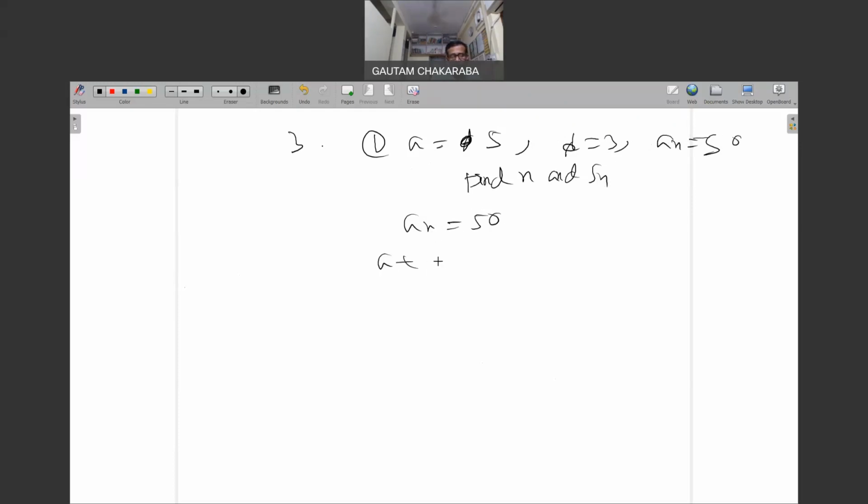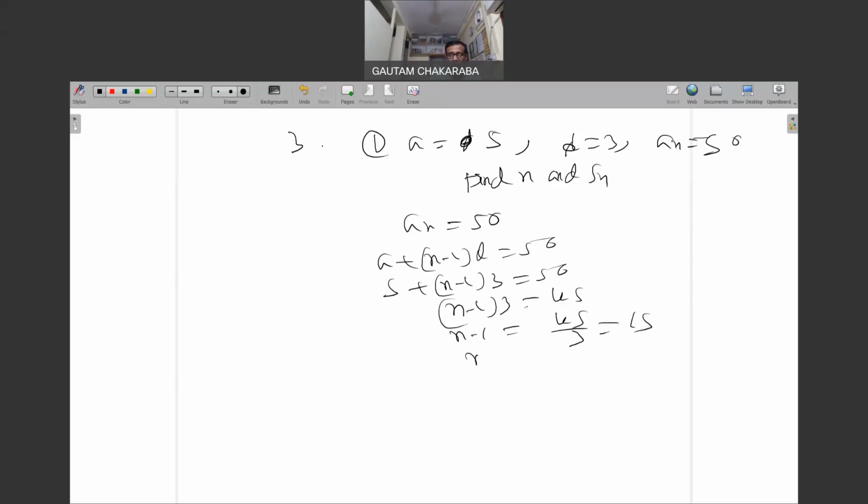We know the identity of the nth term: A plus N minus 1 into D is equal to 50. Put the value of A and put the value of D. Now N minus 1 into 3 is 50 minus 5, that is 45. Shifting 5 to this side, now 3 divides 45, so 15. N is equal to 16. Number of terms is found.